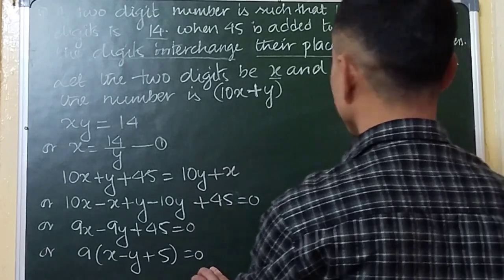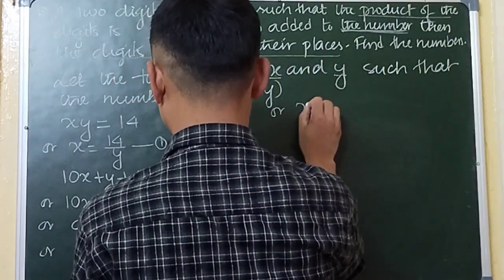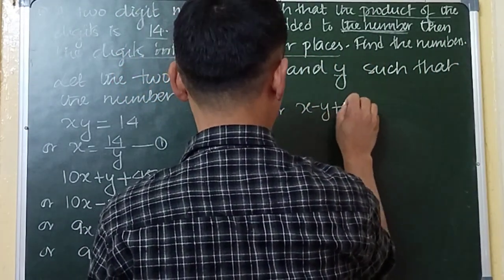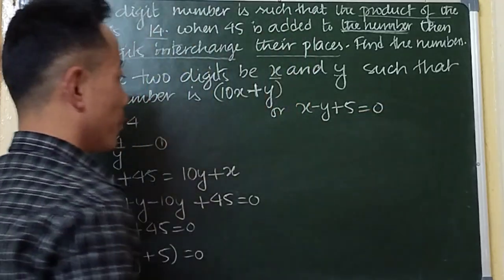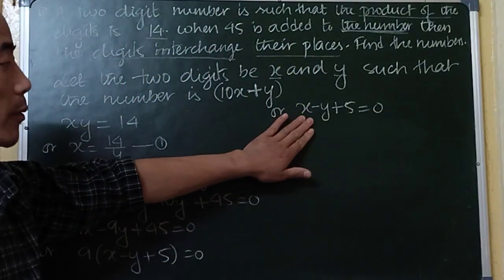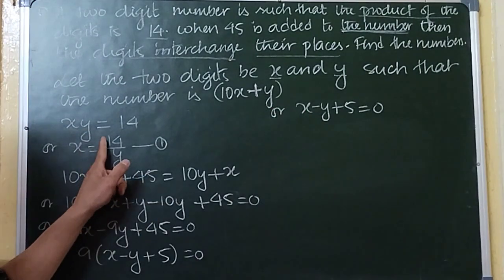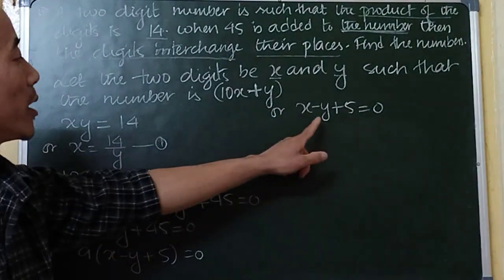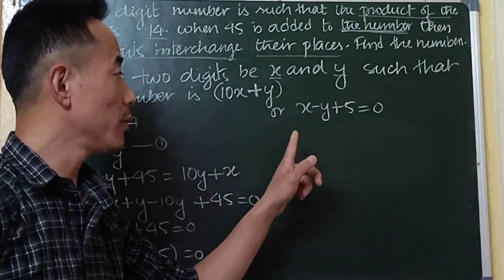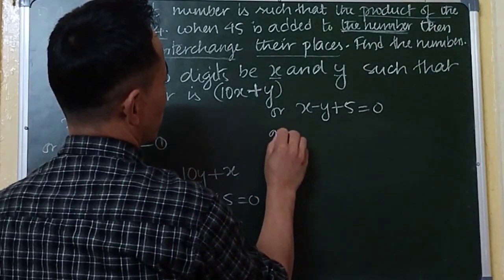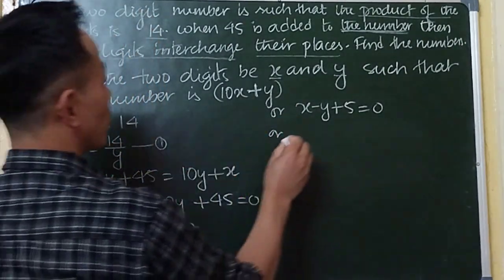0 divided by 9 is 0. So our equation is x minus y plus 5 equals 0. Now this is not a quadratic equation. What we have to do here is replace the value of x, which is 14 divided by y. After that we will get a quadratic equation in terms of y. So let's put the value of x from equation number 1.